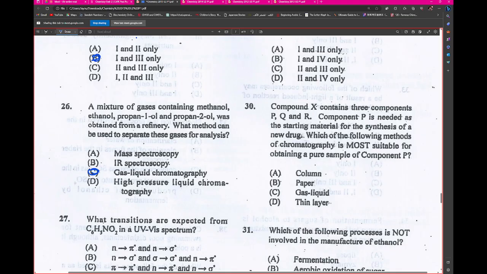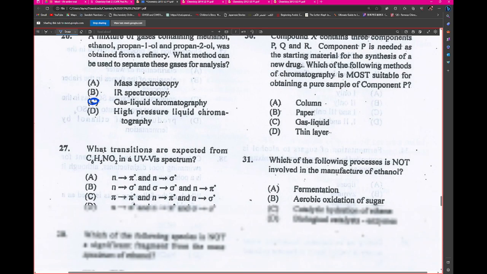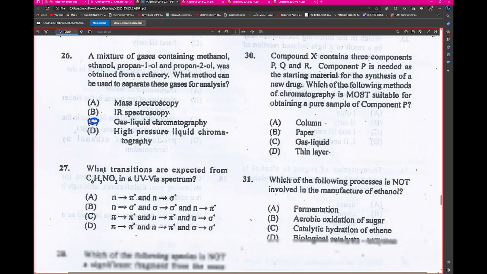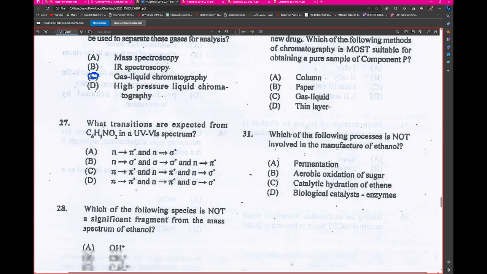So you should probably realize that everything else is not a separation technique, right? High pressure liquid chromatography, we won't generally use that, right? So they all have similar boiling points, right? So 27. What transitions are expected from this? So it would be all of them, right? So the answer would be C.